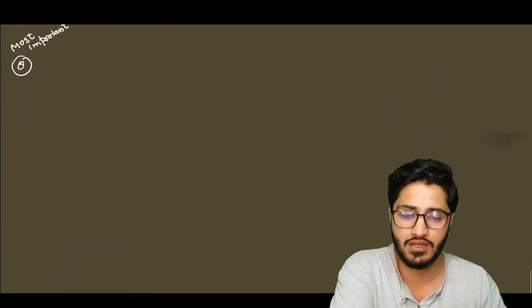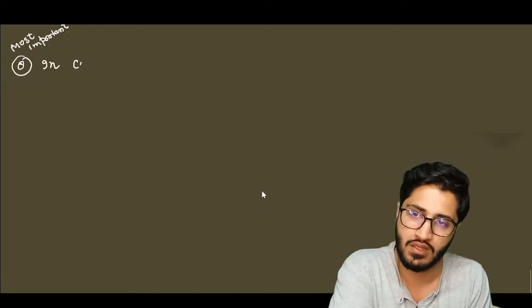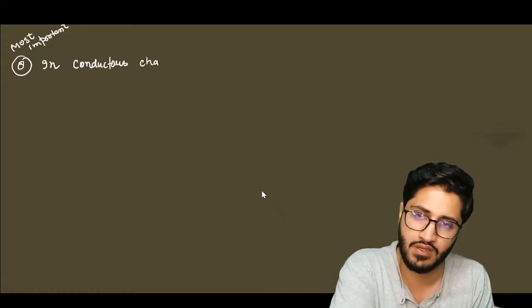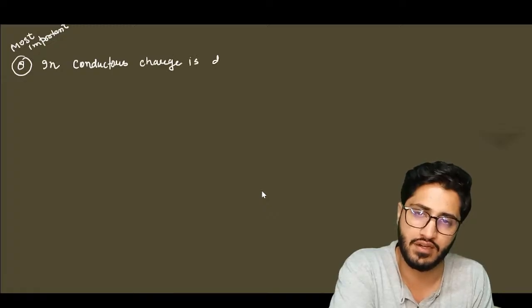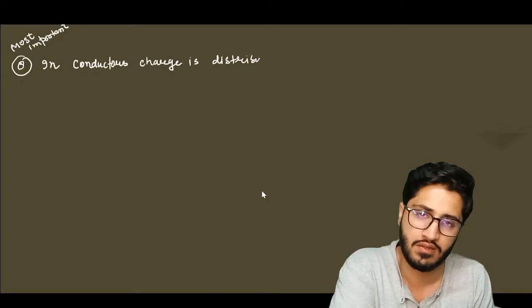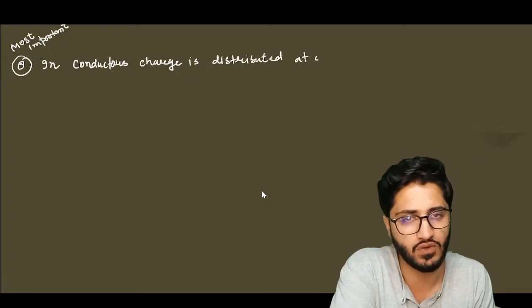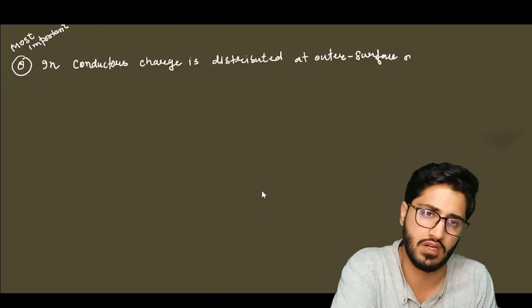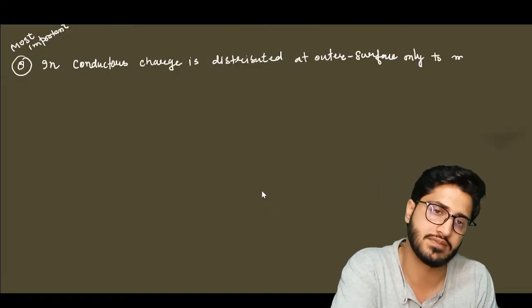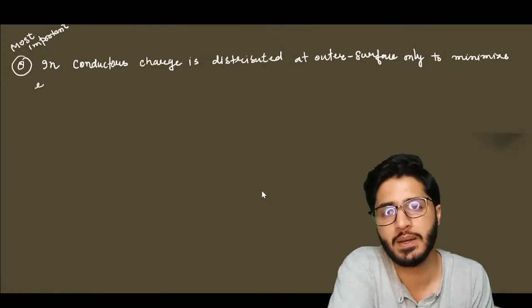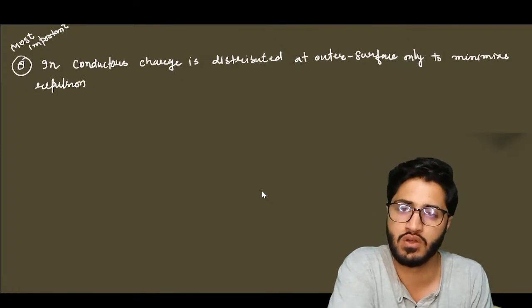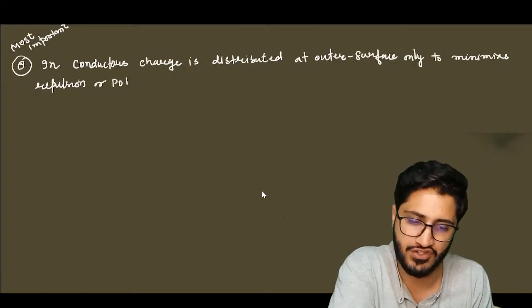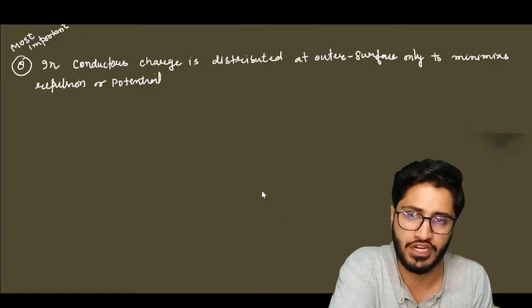So we can write here, in conductors, charge is distributed at outer surface only, to minimize repulsion or potential energy. Okay.